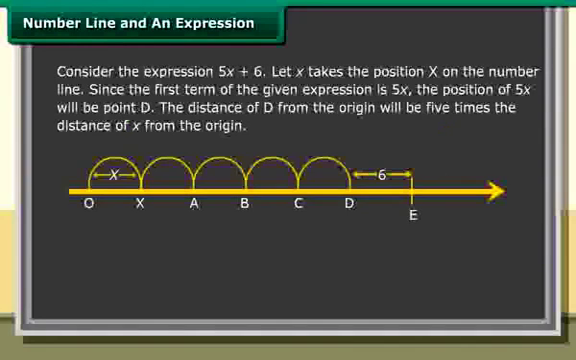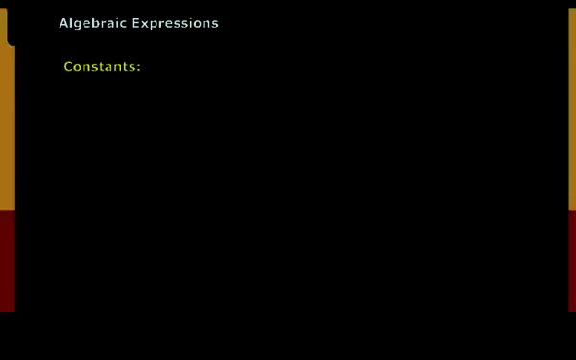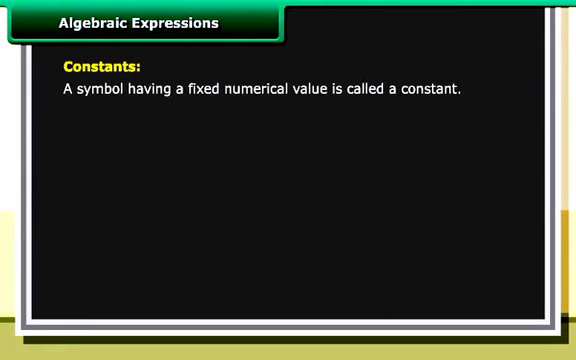Consider the expression 5x plus 6. Let x take the position x on the number line. Since the first term of the given expression is 5x, the position of 5x will be point D. The distance of D from the origin will be 5 times the distance of x from the origin. Therefore, algebraic expressions. Constants. A symbol having a fixed numerical value is called a constant.